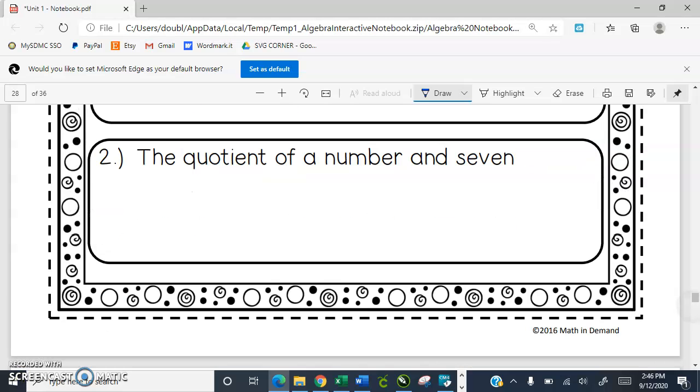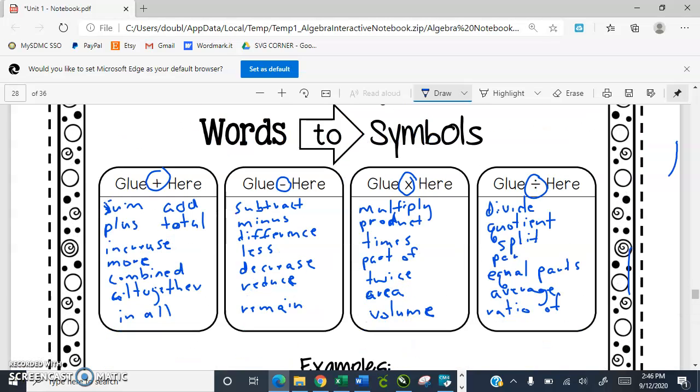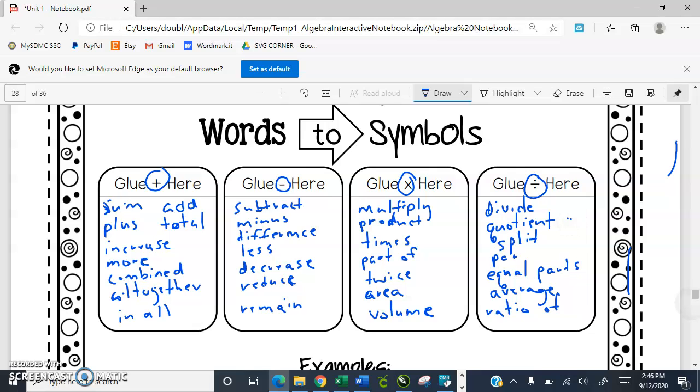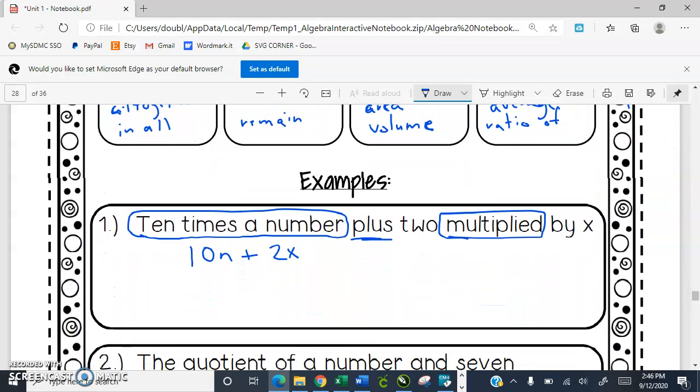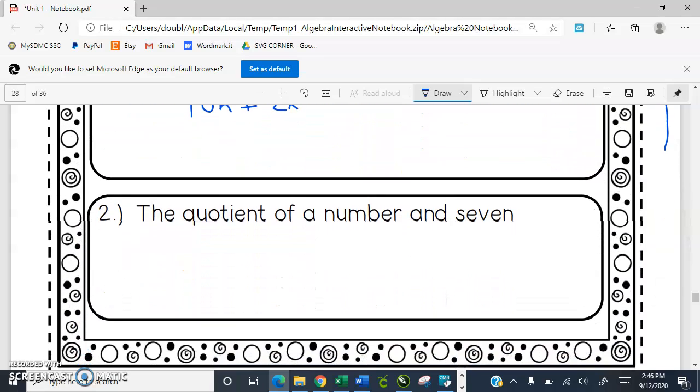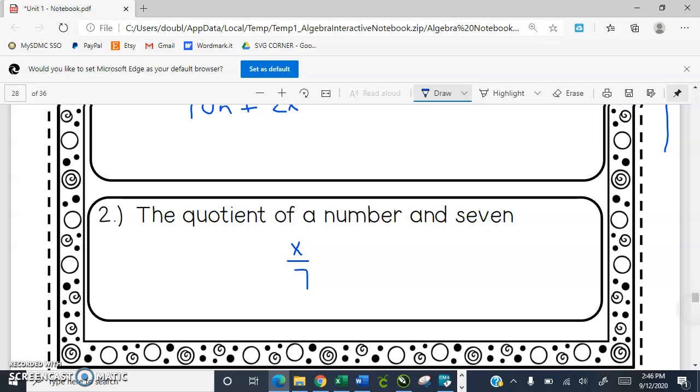All right, so next we see the word quotient. Now if we go up, we know quotient means divide, so we know we have a division problem. It says the quotient of a number and 7. Remember, a number can be whatever you want it to be. So we'll have quotient, a division problem, of a number, let's go with x, and 7. And there you go. It's simple, you just got to know exactly what to write down. Make sure you use that word bank to help you out.